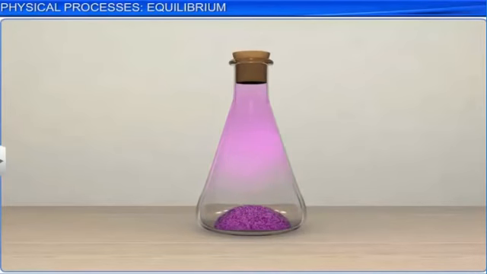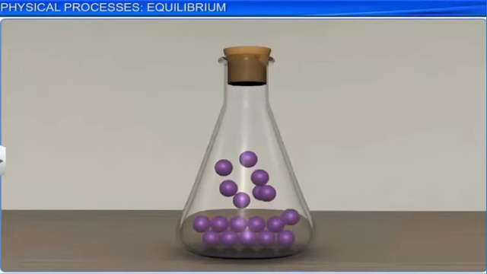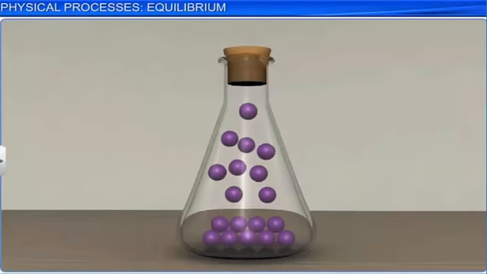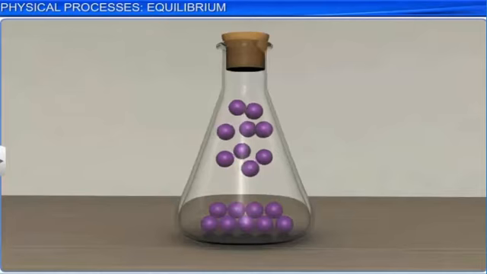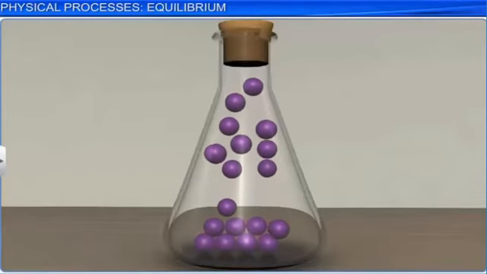At equilibrium, the solid iodine sublimes to give iodine vapor, and the iodine vapor condenses to give solid iodine. The equilibrium can be represented as I2 solid in equilibrium with I2 vapor.